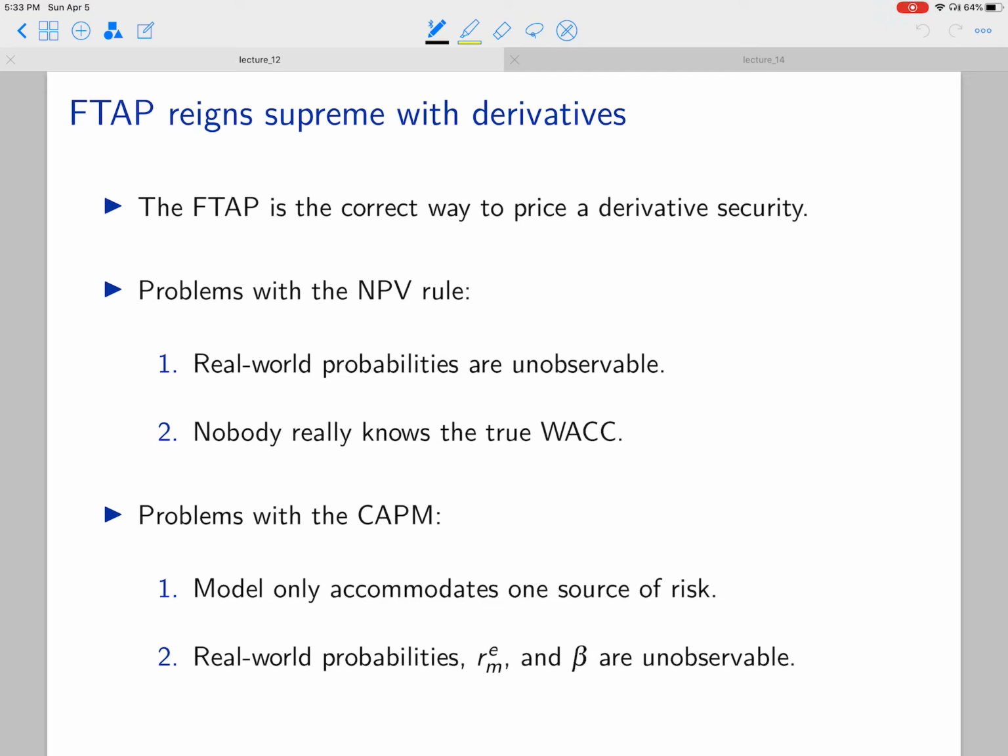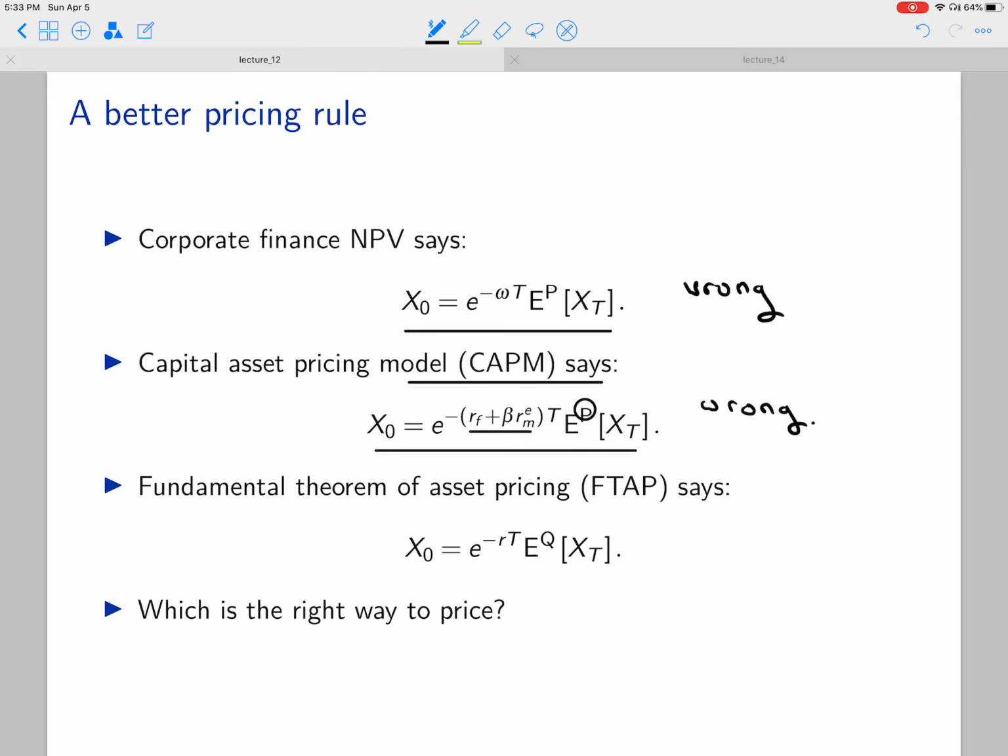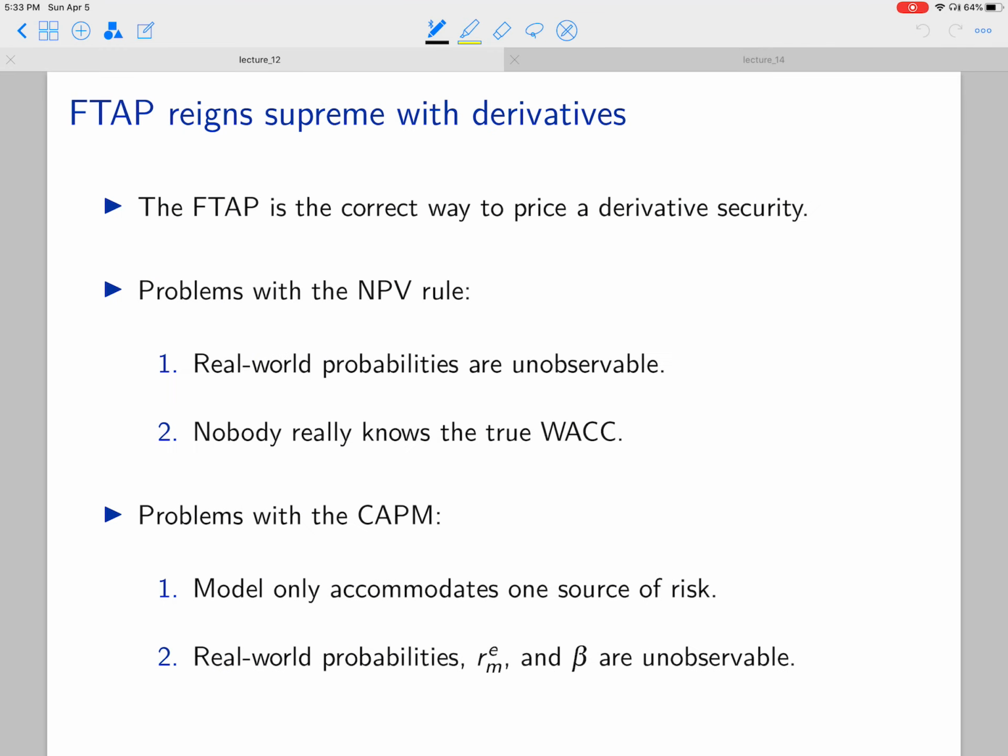For the NPV rule, you're going to run into an unobservability problem. While all the inputs to the FTAP can be observed in the market, the risk-free rate can be observed, and the risk-neutral probabilities are backed out from prices. The physical probabilities must be forecasted and estimated, which is much more difficult to back out than the risk-neutral probabilities. P probabilities are much harder to obtain than risk-neutral probabilities.